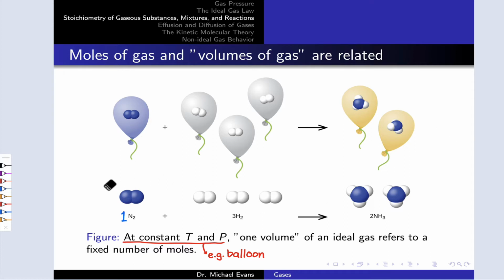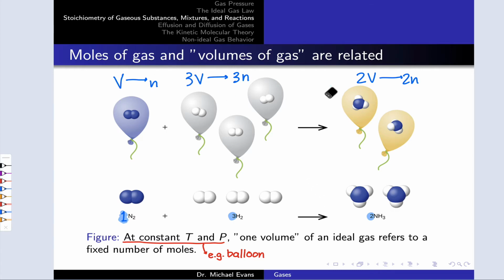So for example, we've got some volume of nitrogen gas. We've got 3 times that volume of hydrogen gas, and this produces 2 times that volume of NH3. Notice that those volumes correspond to the stoichiometric coefficients in the balanced equation and the numbers of moles that combine. This is a direct consequence of Avogadro's law. So for example, the volume of N2 corresponds to a certain number of moles. 3 times that volume corresponds to 3 times the number of moles of H2, and 2 times that volume corresponds to 2 times the number of moles for NH3.